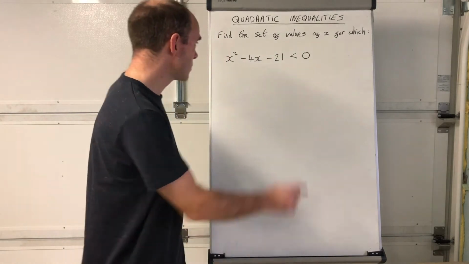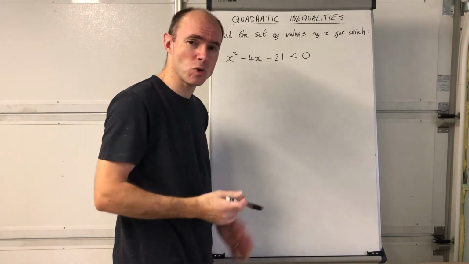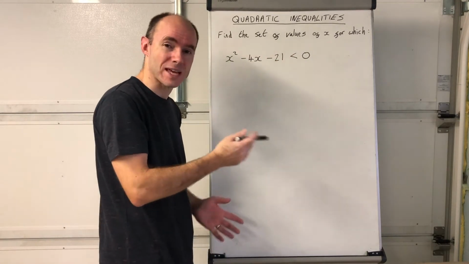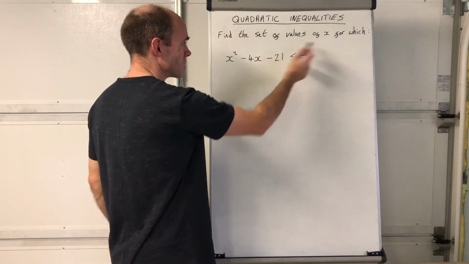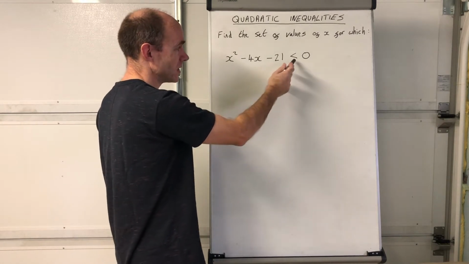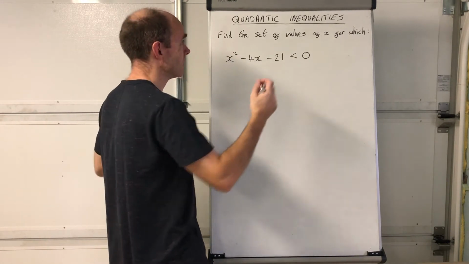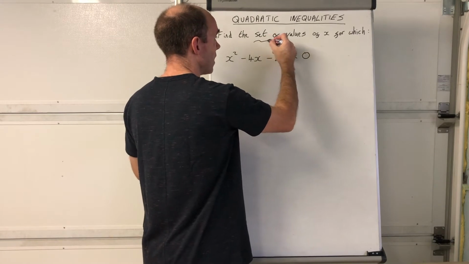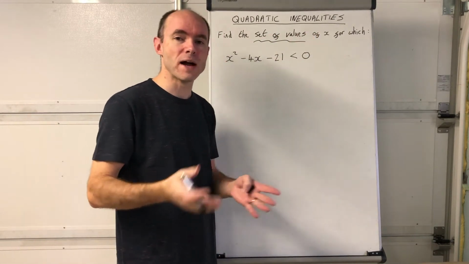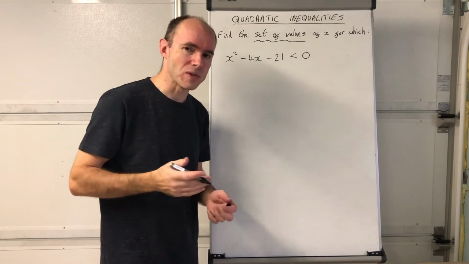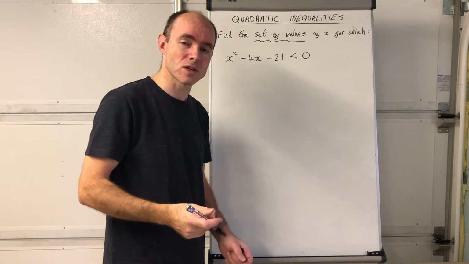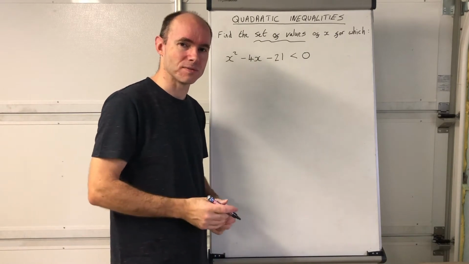Okay, this is what one of them looks like, and the questions are normally phrased like this: find the set of values of x for which, and then the following. It says x squared subtract 4x subtract 21 is less than 0. With an equation, it asks you to solve for x, find a value or the values of x. With an inequality, it asks you for a set of values, okay? So your answer is going to be an inequality itself, okay?